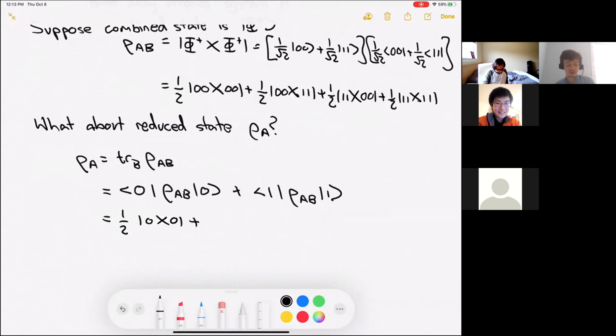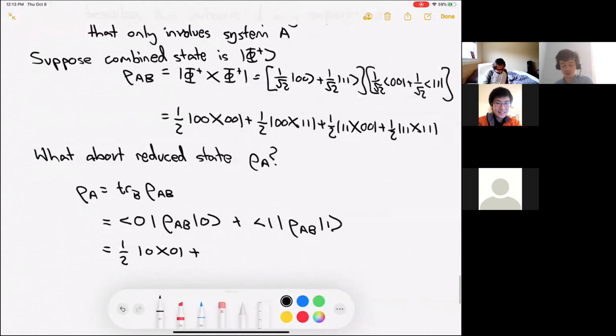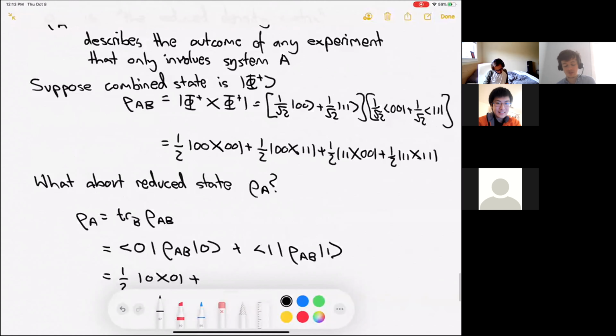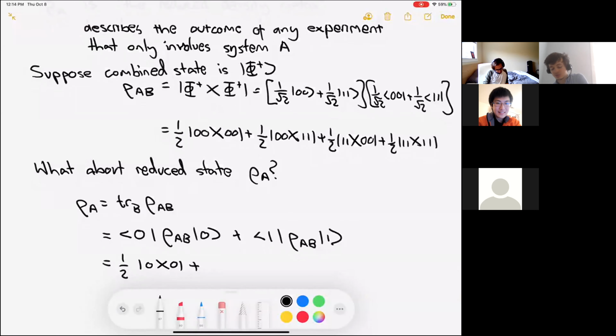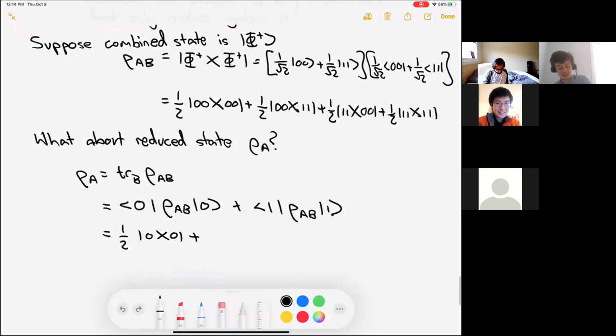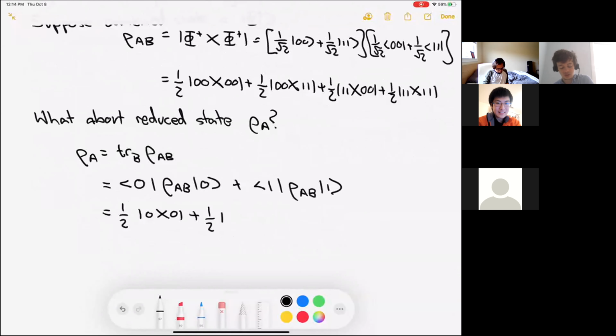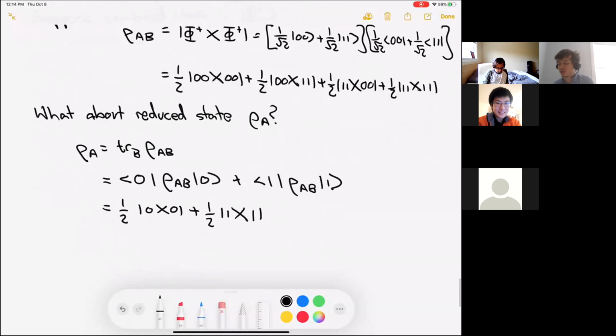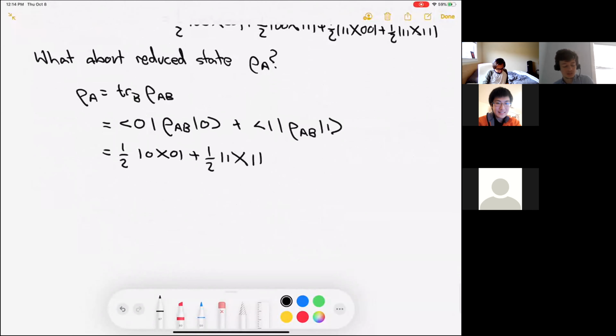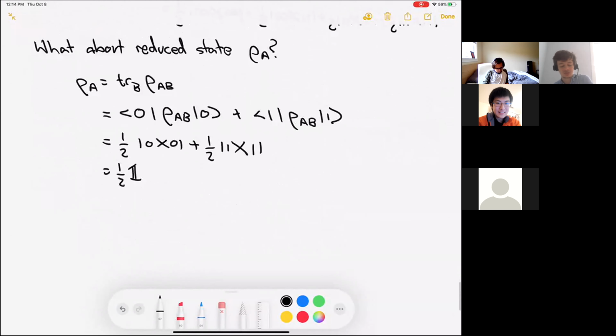Now the second term, <1|rho AB|1>. Again, the only term that survives from the full density matrix is the one at the end, where both the bra and the ket for B are in the state 1. In that case, A is in the state 1 in the ket and also in the state 1 in the bra. So we find the reduced density matrix of A is a half |0><0| plus a half |1><1|, which is just a half times the identity matrix.